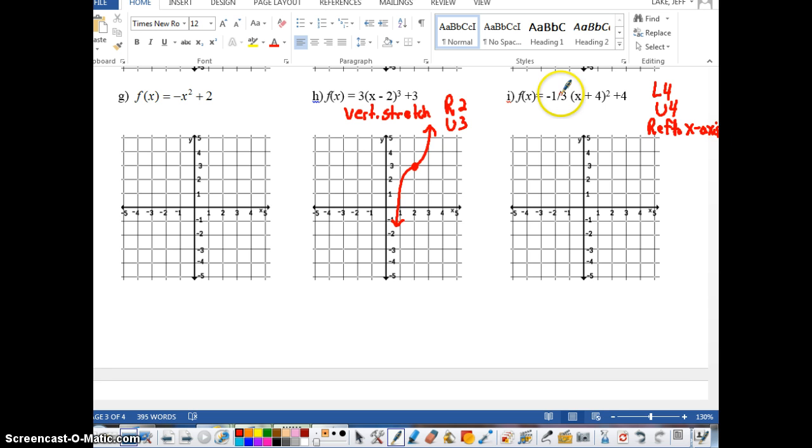And then we have the 1/3. The 1/3 is going to make this a vertical shrink. So it's, again, like somebody's going to be stepping on this U because it's a square graph. So left 4, up 4 puts me up here. It's an upside down U, and it's going to be wider.